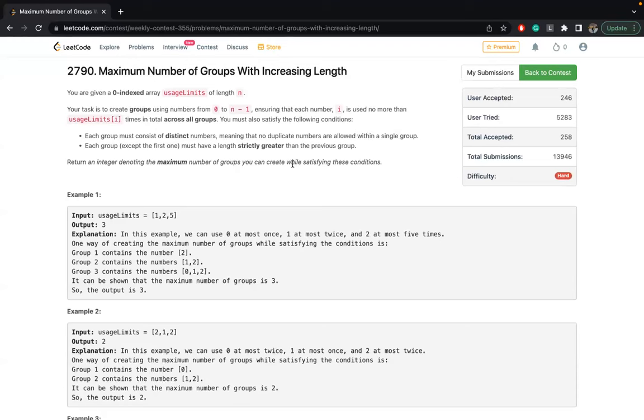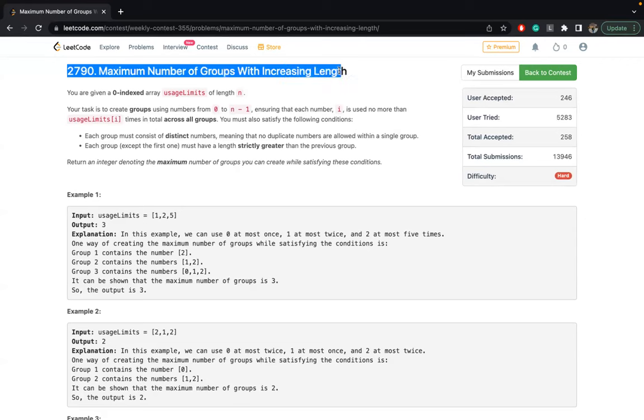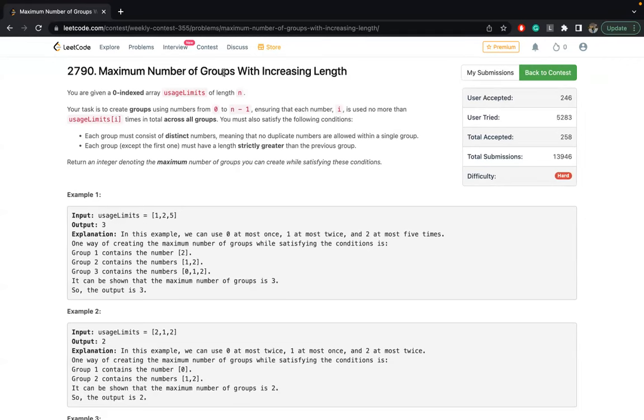Hello people, in this video I'll be solving the third question from the LeetCode contest, the 355 weekly contest. Okay, so let's read the question carefully. Maximum number of groups with increasing length. Okay, increasing length.